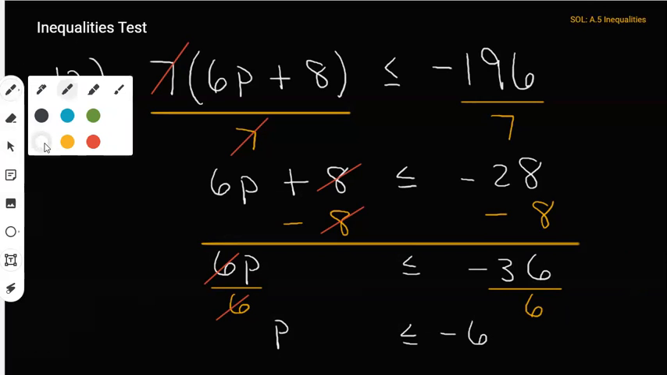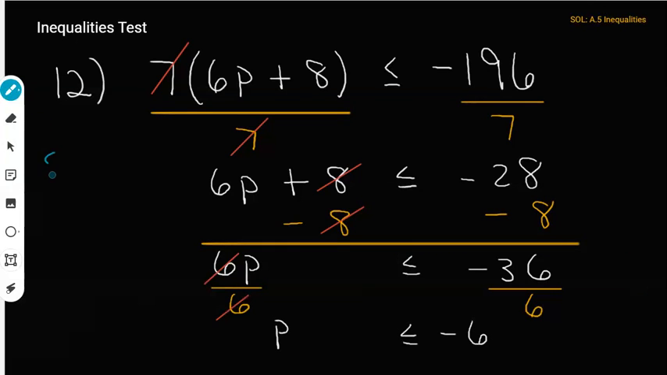Okay, so let's do the solution sets. I'll do it in blue. So I'm going to use the variable p. You're going to draw yourself a vertical line, and then you're going to put the answer on the other side. So p is less than or equal to negative 6. And then I'm going to close it up. That's my solution set.